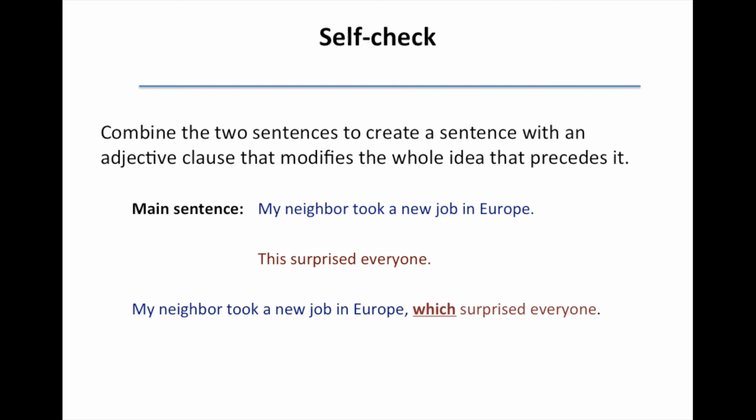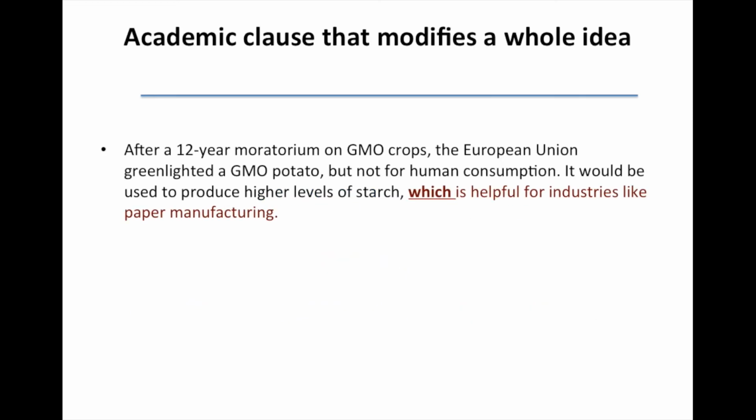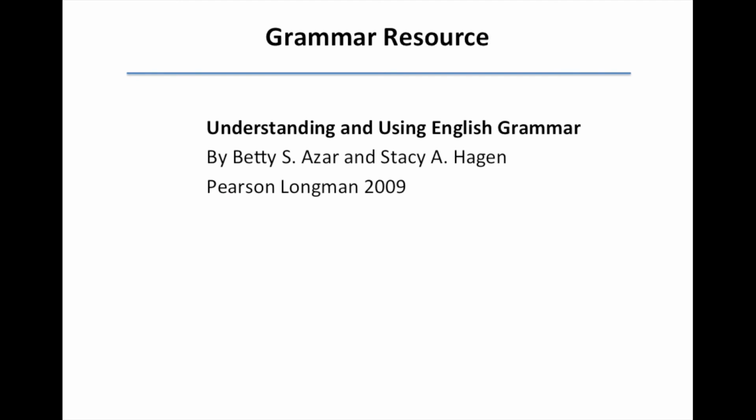And here's the answer. Simple, huh? And the most common error here is probably just omitting the comma punctuation that's needed there. And here's an academic example of this one. So that's it for the tricky adjective clauses.